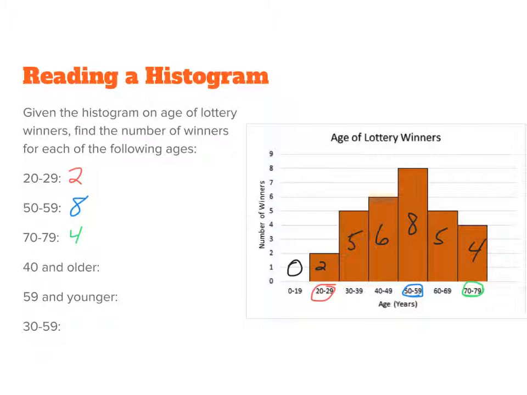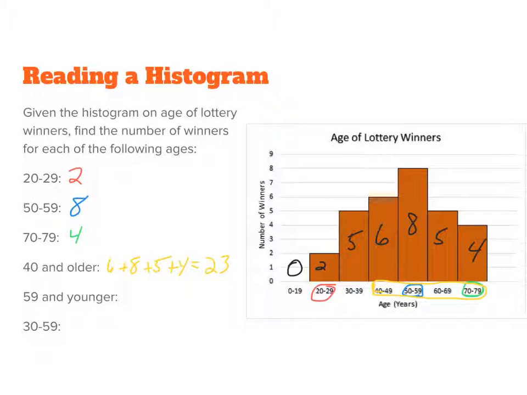Now what else they could do is they could add more than one range together. So like this one, 40 and older. So that starts here at 40 and it goes everything over that. So we need to include all of these. So I take all of the bars, 6, 8, 5, and 4, and I add them together. And if I add them together, I get 23. So there are 23 that are 40 and older.